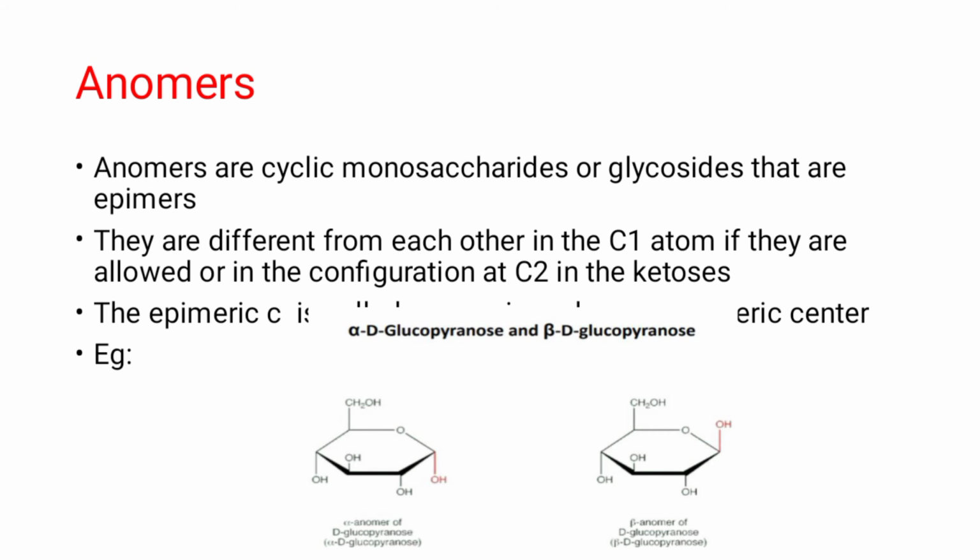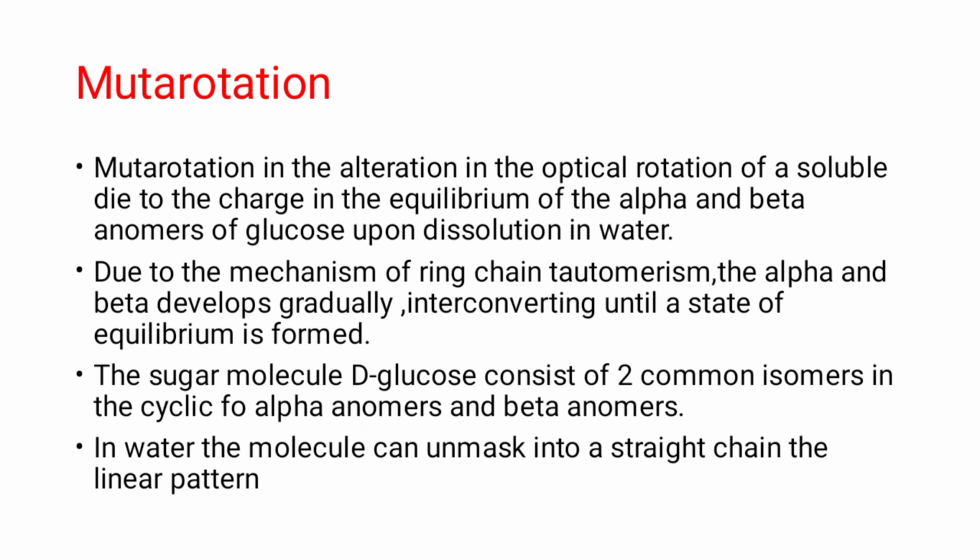Next is anomers. Anomers are cyclic monosaccharides or glycosides that are epimers. They differ from each other in the configuration at carbon 1 in aldoses or at C2 in ketoses. Example, alpha-D-glucopyranose and beta-D-glucopyranose.